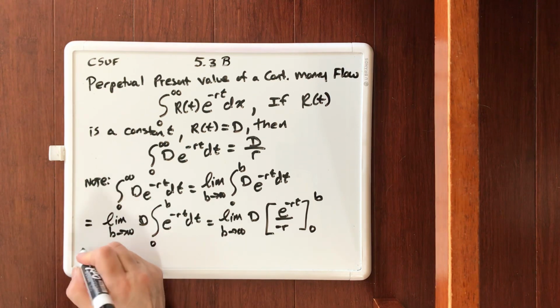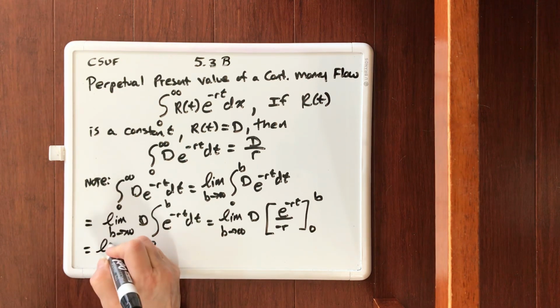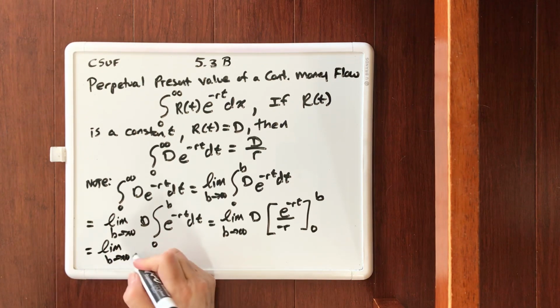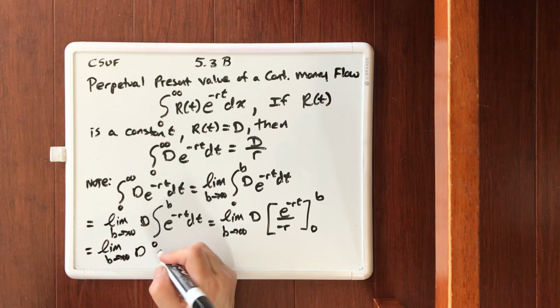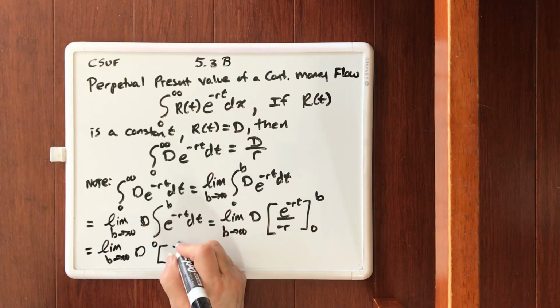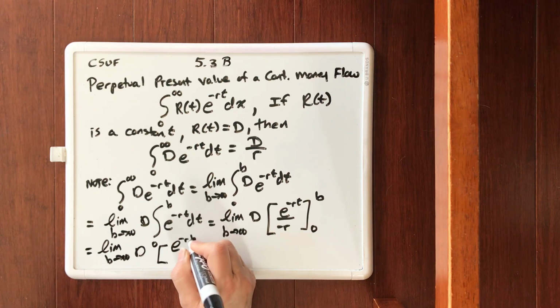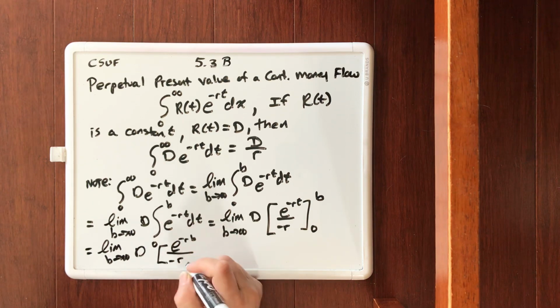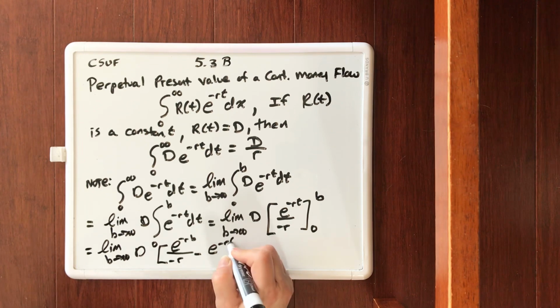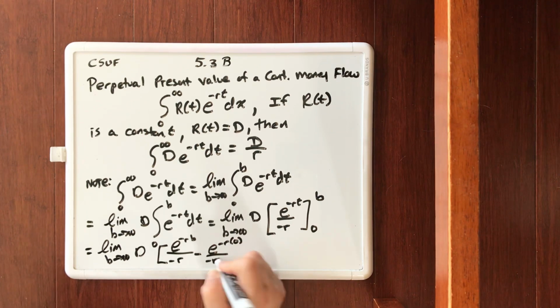Okay, so let's go ahead and evaluate that. Limit as b approaches infinity, d times, and this becomes, we'll put a b in there, e to the negative r times b over negative r, minus e to the negative r times 0 over negative r.